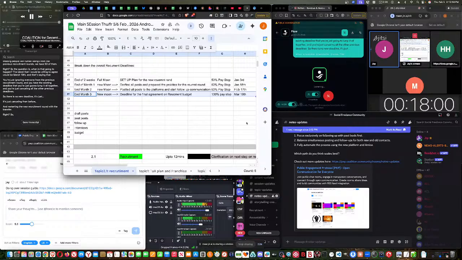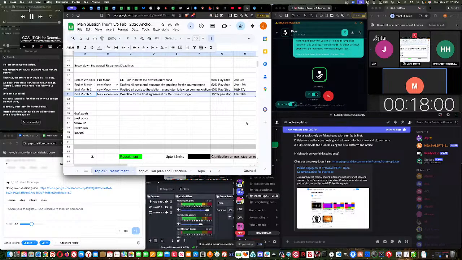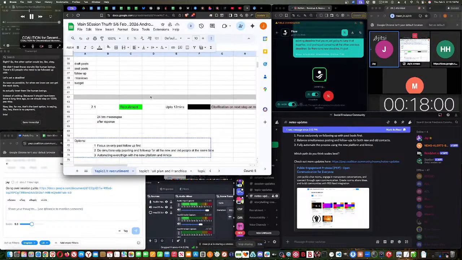So the other option would be like, okay, we didn't treat those recruits like human beings. There's 63 people who need to be followed up with. Let's set a deadline as soon as possible for when we know we can get the work done to actually treat them like human beings instead of waiting, because it should have been done a long time ago. So we should stay on 100% pay stop now. Like for me, that's the best option, is saying like, hey, there is no payment until we complete the work.